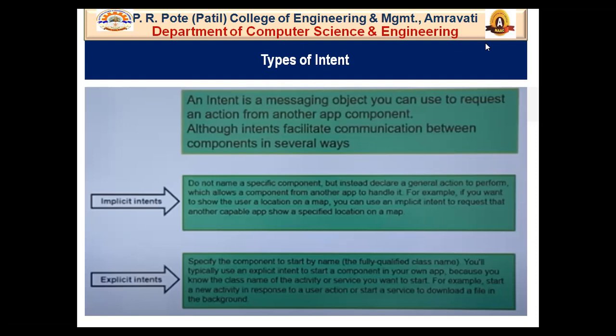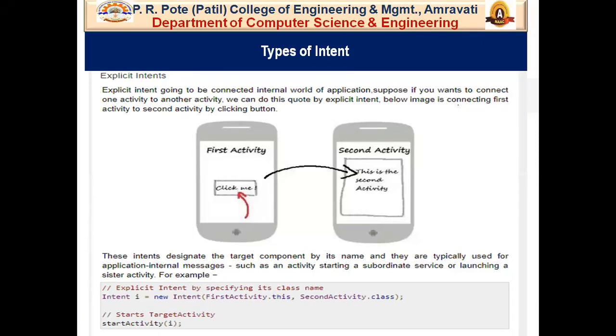For example, if you want to show the user a location on map, you can use an implicit intent to request that another capable app show a specified location on map. Okay, now we will see intent one by one in detail. So first, explicit intent. Explicit intent is going to be connected inside the application. Suppose you want to connect one activity to another activity, we can do this in code by explicit intent.